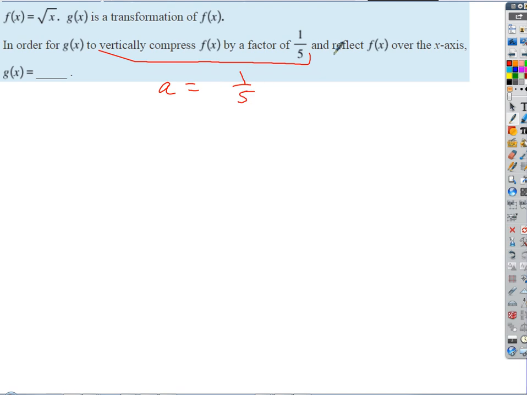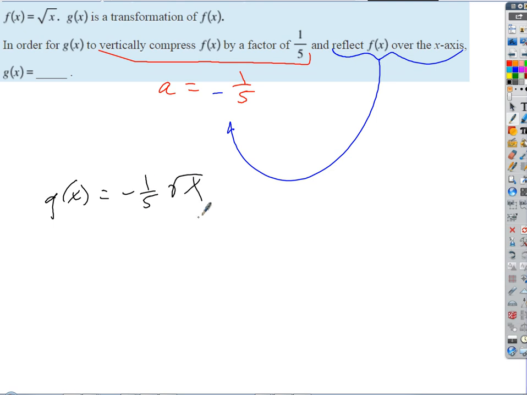What about this part right here? If we want to reflect it over the x-axis, that means A is negative, doesn't it? So that's telling me that I've got a negative in front of it. But that's all that stuff is saying, right? So then if I want to tweak f of x, which is the square root of x, what's g of x going to be? Negative 1/5 times f of x, which is the square root of x. Right? You see that?